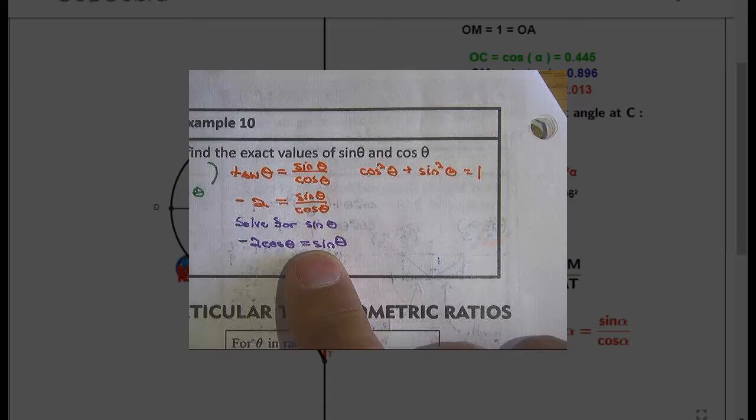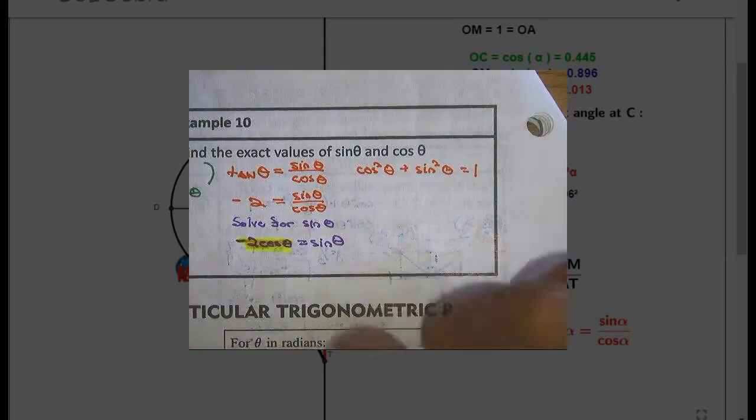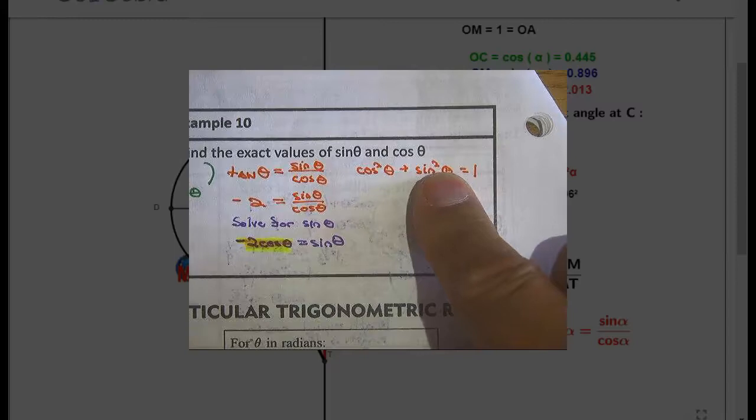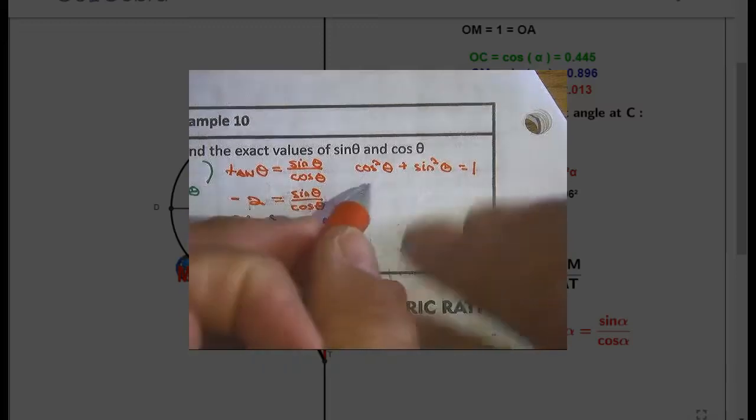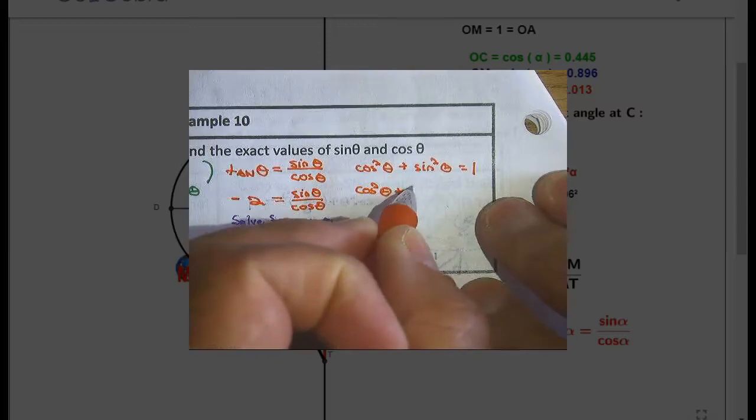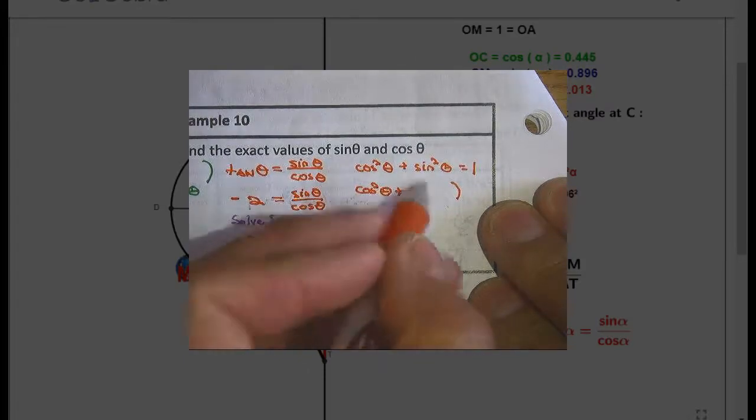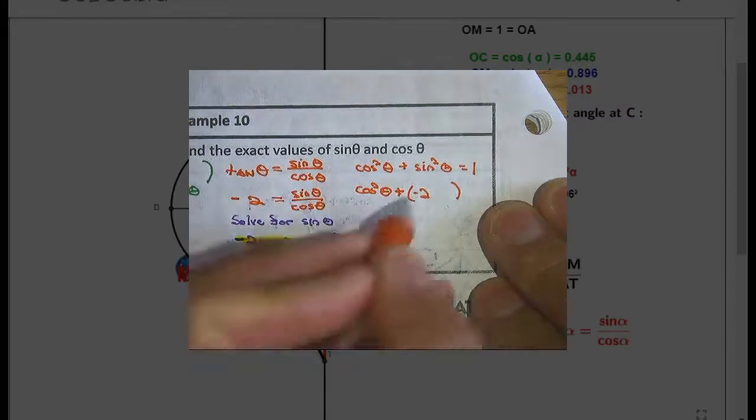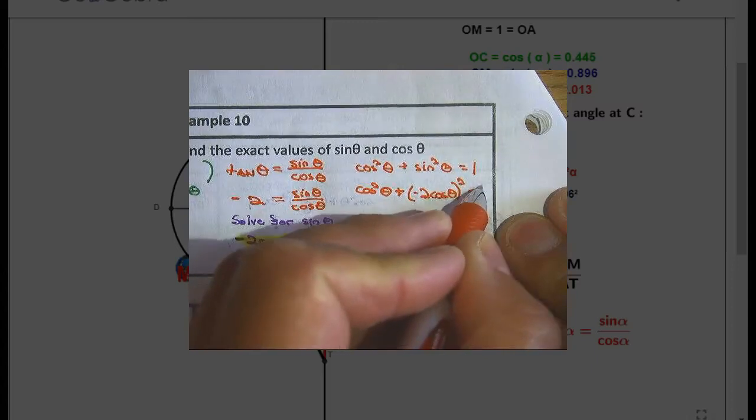Okay? Now, take this and substitute it in for sine. And now you're just going to have the word cosine. All right, so if I did that, I'd have cosine squared theta plus, I'm going to take that and put it in for the word sine, negative 2 cosine theta squared equals 1.